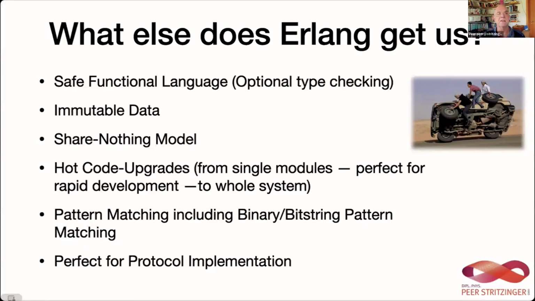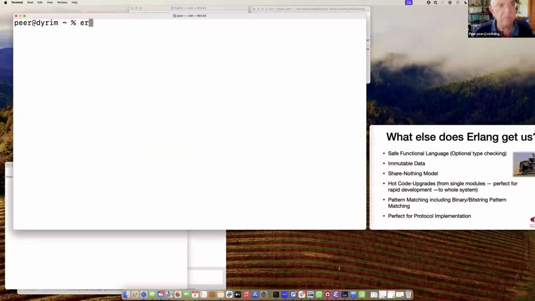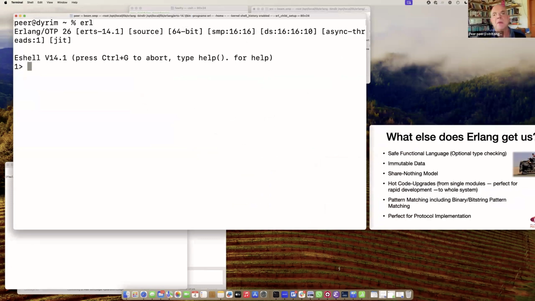It has immutable data. So what does this mean? So what I do here is I just start the shell, and that shows you another reason for higher productivity, because it has a read eval print loop, and you can play with your code and with your systems in an interactive way, which is very helpful to evolve your programs. By the way, maybe I explain the thing.